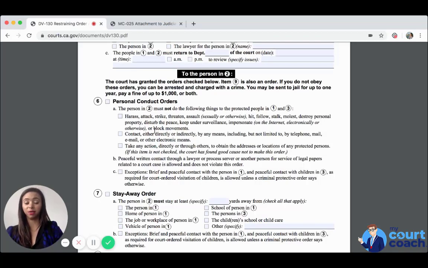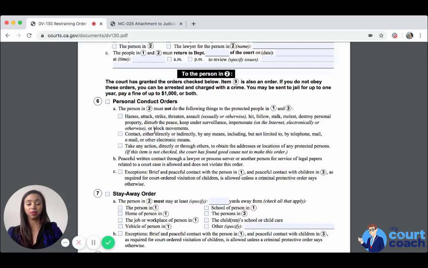And it says that this item is not checked. The court has found good cause to not make this order. Peaceful written contact through a lawyer, process server, or another person for the service of legal papers related to a court case is allowed and does not violate this court order. So anything related to your legal proceeding in which you are required to provide documentation to the other party in preparation of upcoming court dates is not going to be a violation of the court order. So do not be nervous that you would be violating your temporary or permanent restraining order if you do that.